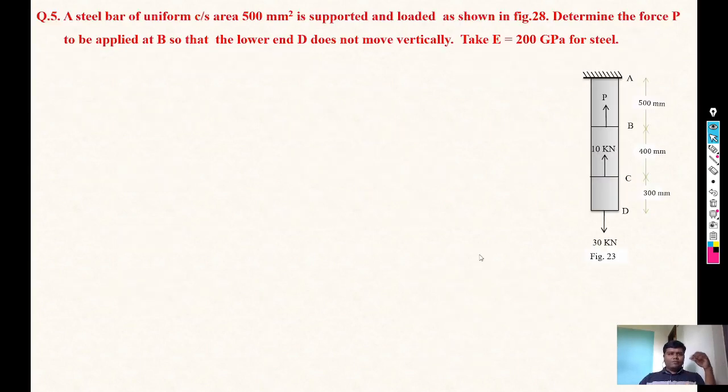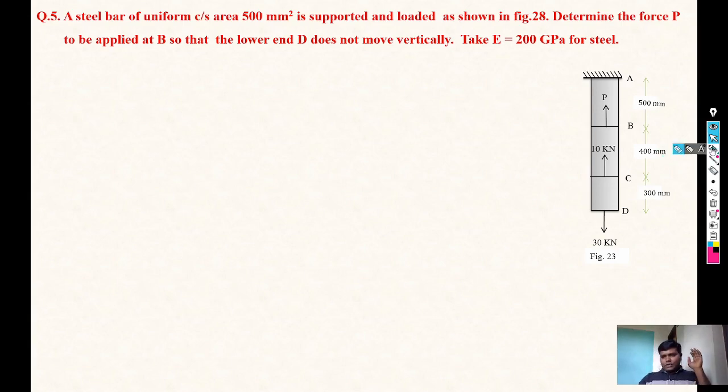Then next, fifth numerical: A steel bar of uniform cross-section area 500 mm square is subjected and loaded as shown in diagram. Determine the force P to be applied at B so that the lower end D does not move vertically. Take E equals 200 gigapascal for steel.